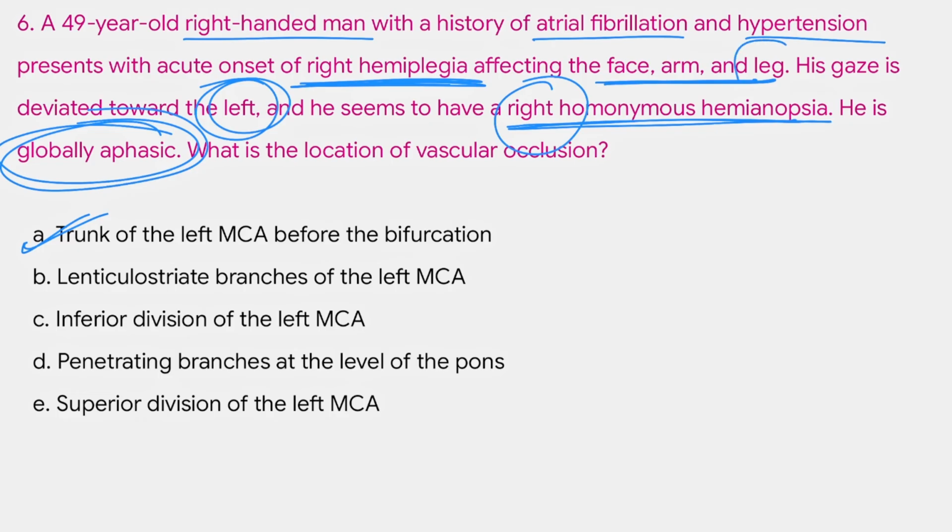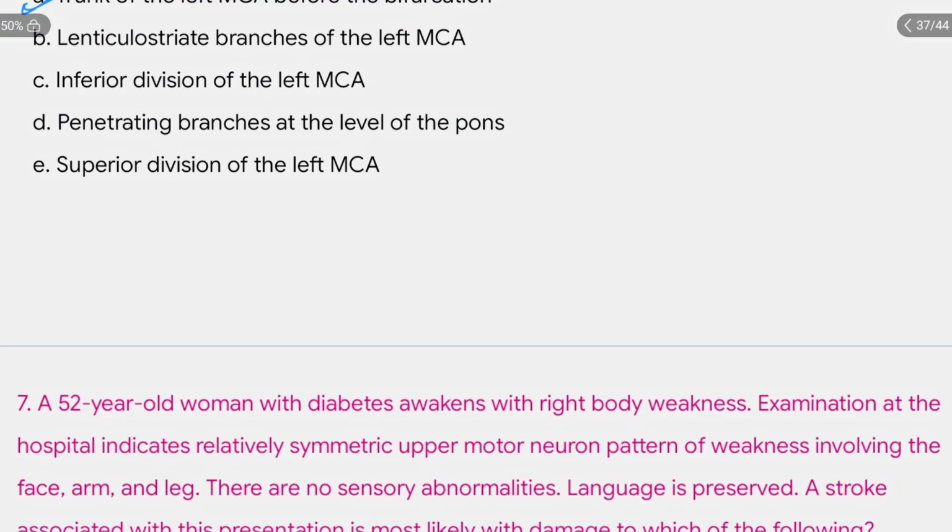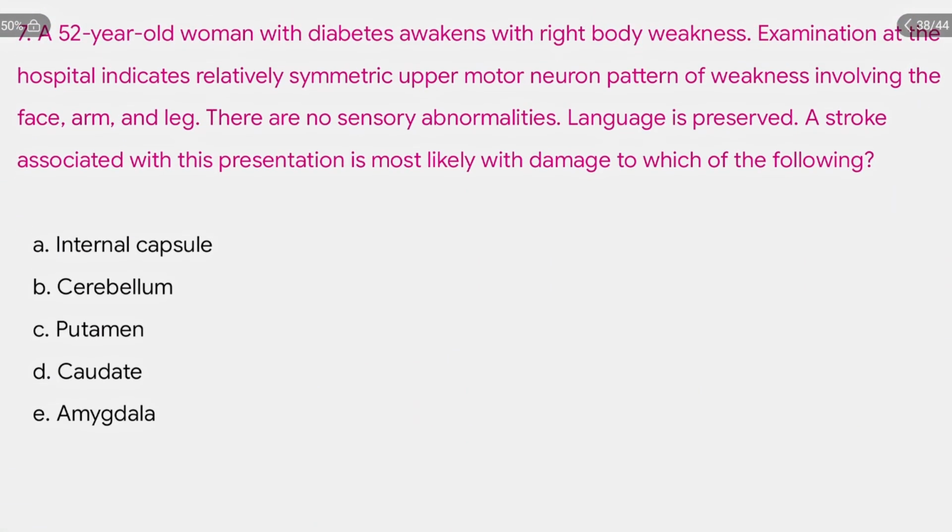Now, if you're asking why, whenever we discuss strokes, we usually say upper limb predominant. When I say upper limb predominant, that doesn't necessarily mean that the patient won't have lower limb symptoms, but there is upper limb predominance. So they could have lower limb symptoms as well.